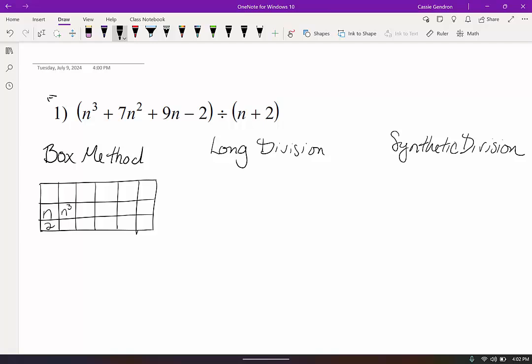N times what is n cubed? That is n squared. N squared times 2, that is 2n squared. Now, looking back at the original polynomial, I have 7n squared. So that means I need to put 5n squared here. N times 5n is 5n squared. 5n times 2 is 10n.